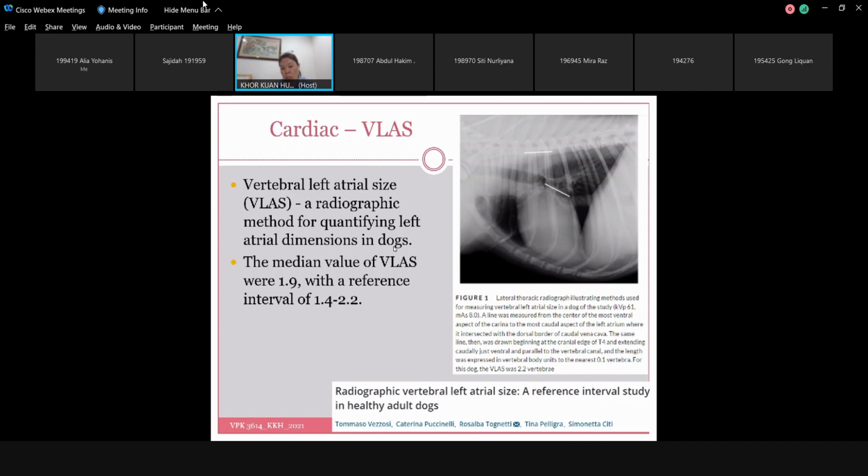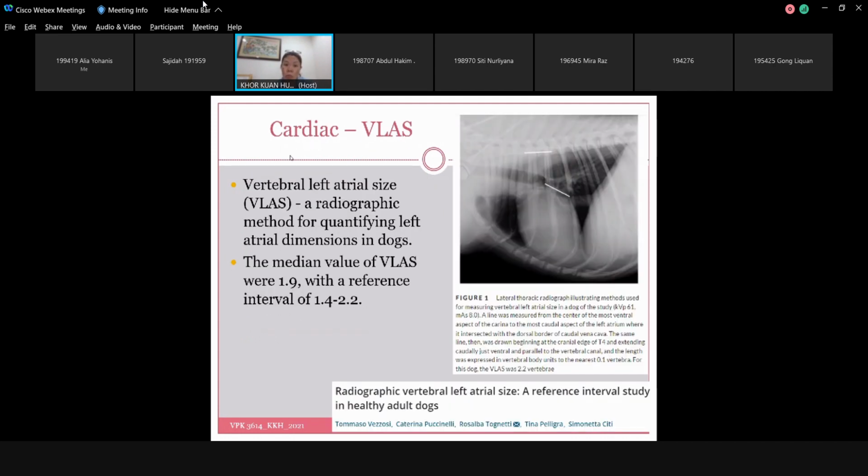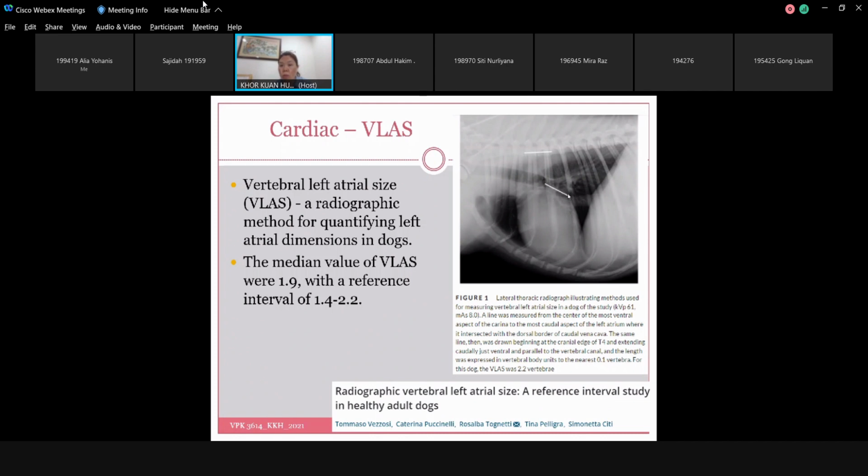Now this one, I bet she didn't teach you, and this measurement only came out last year. Just now we calculated the VHS. With these two measurements, put them parallel over here, and now we will measure the vertebral left atrial size. You know that the left atrium sits here, correct? So we put a line from the carina to the caudal vena cava, on top of the caudal vena cava where it transects the heart, this location. Then you bring up this line and, similar to what you did for the VHS, you compare with the thoracic vertebrae. The median value of VLAS is actually 1.9, and the reference interval that they have reported is 1.4 to 2.2. This is the paper that was recently published, maybe about 2 years ago, and it's still being heavily investigated.